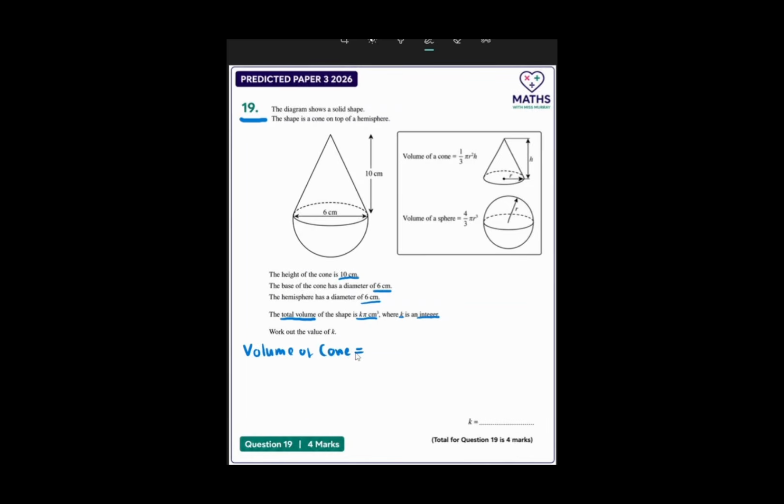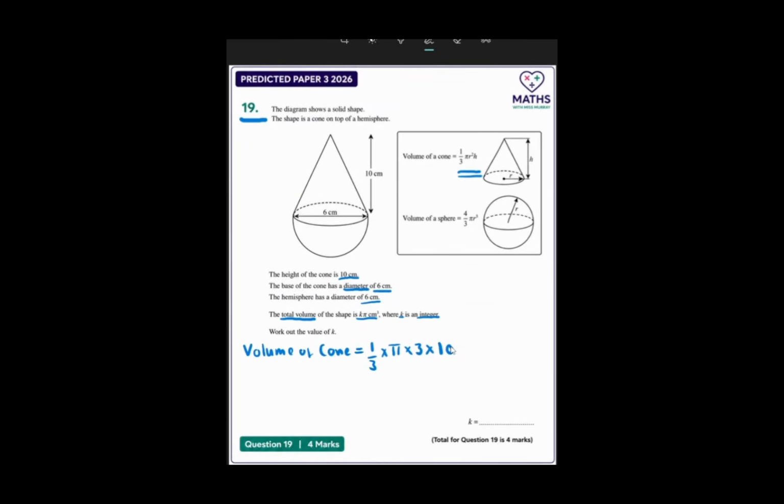So the volume of a cone is given to me. They give you that formula there. So that's a third times by pi times by the radius. Now you're given the diameter, so the radius is half of that, which is 3. So be careful there because that catches people out. And the height of the cone is given here, and it's also told to me here is 10. So you get a mark for that substitution there.